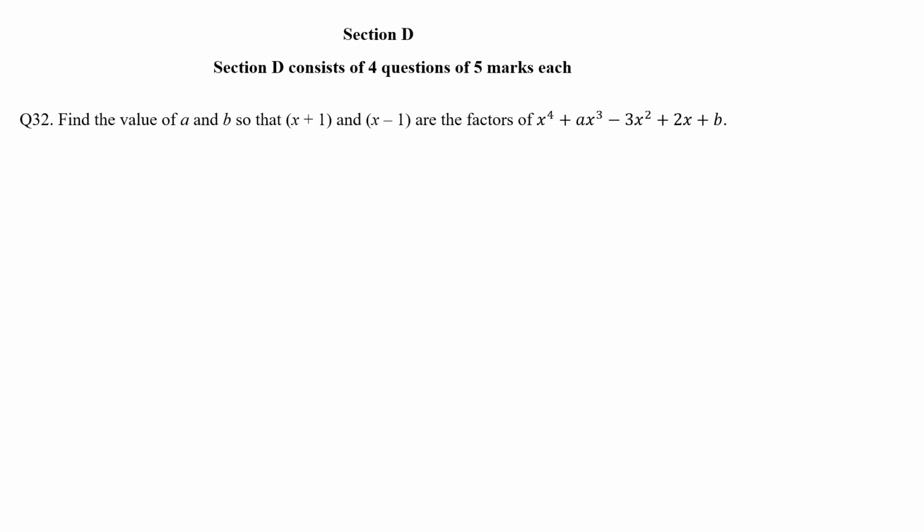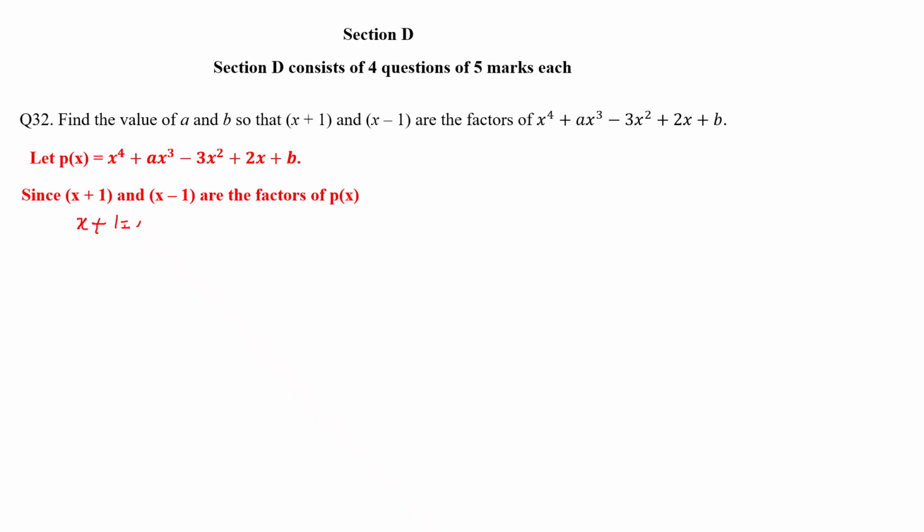Now this is the first question. Find the value of a and b so that x plus 1 and x minus 1 are the factors of this polynomial. So first I will assume that p(x) is this polynomial. Since x plus 1 and x minus 1 are the factors of p(x), it means when you find the zero of x plus 1, it will give you x plus 1 equal to 0. It means x equal to minus 1. So from here I can say p of minus 1 equal to 0.